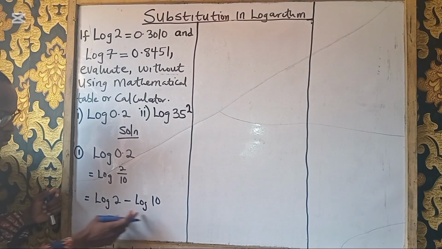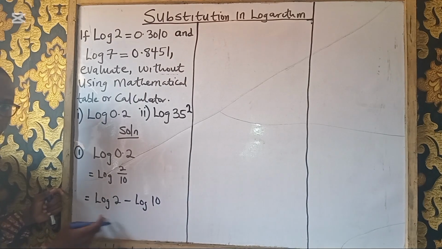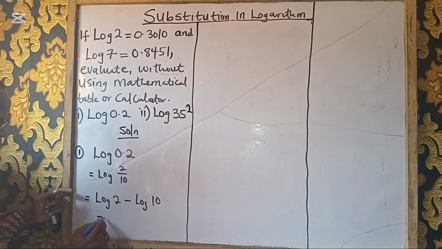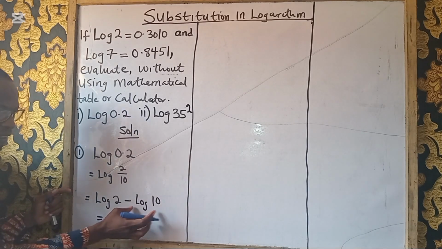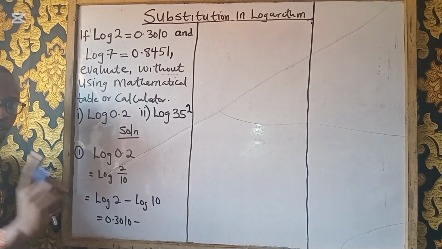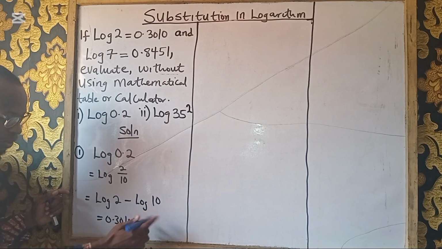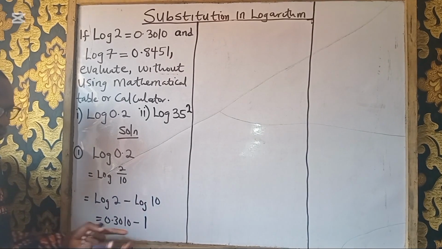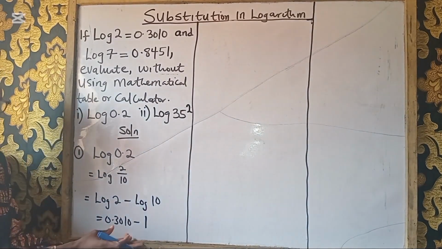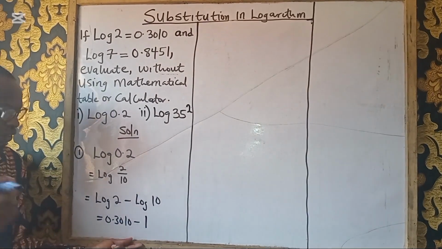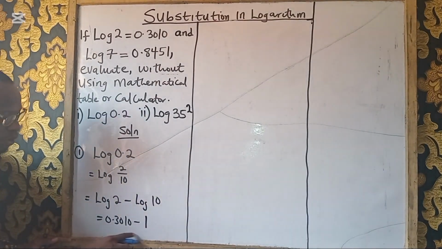Don't forget, when you have a log like this, it is simply in base 10. So we can therefore replace our value: log 2 is 0.3010, minus log 10. This is in base 10, and I said that when the number and the base are the same, it equals 1. So log 10 in base 10 simply gives you 1. That one you don't need to replace any value. So we now subtract: 0.3010 minus 1.